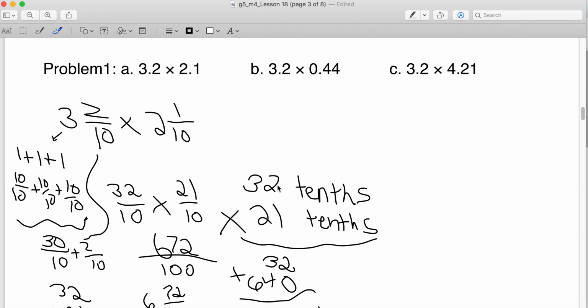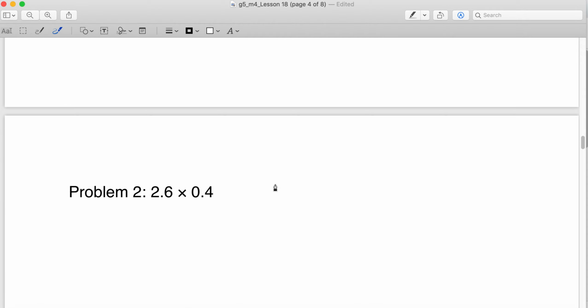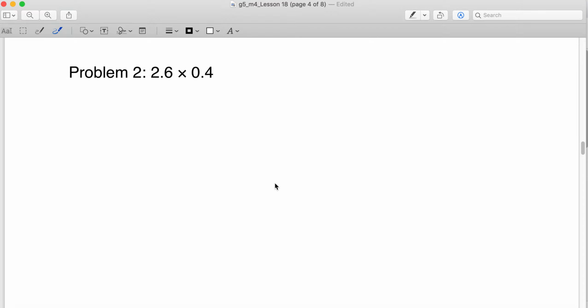Let's do another example. I'm actually going to go down here and do this example just because there are different numbers, okay? All right, here we go.